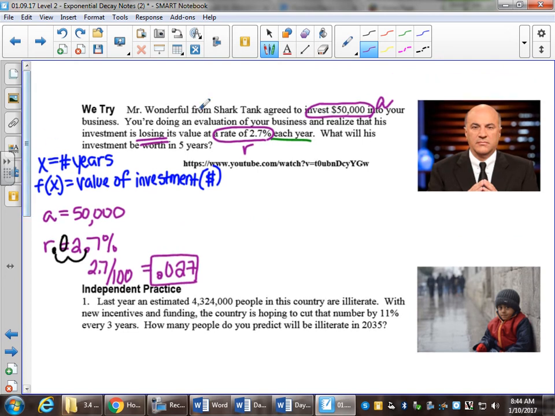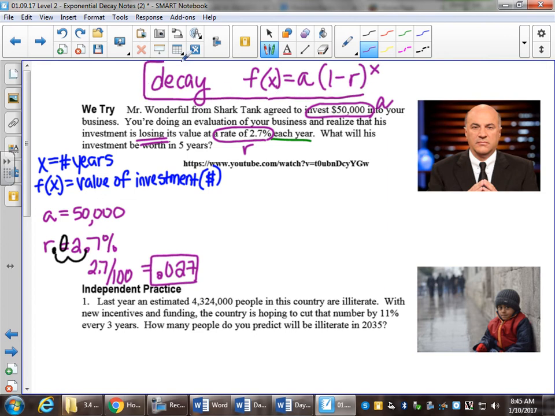At the top, just like with every other setup we've done, let's put the general model. So the general model for decay is f of x equals A times, and I'd ask you, what goes on the inside? 1 minus R raised to the x. You have to memorize this. Yep, this is only when it's decay. If this was growth, it would be 1 plus. Decay is 1 minus.